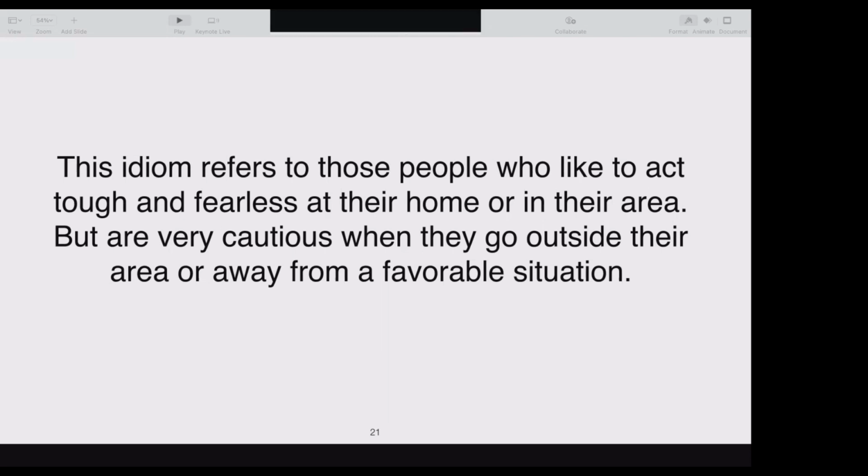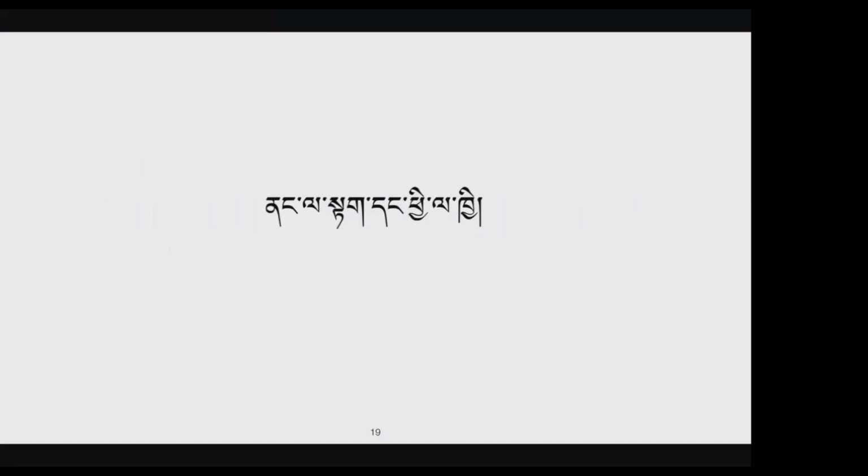But when they exit that area, when they are no longer in the favorable situation or outside their favorable area, then they become very cautious of everyone. So these type of people are called na la da dang chi la ki.